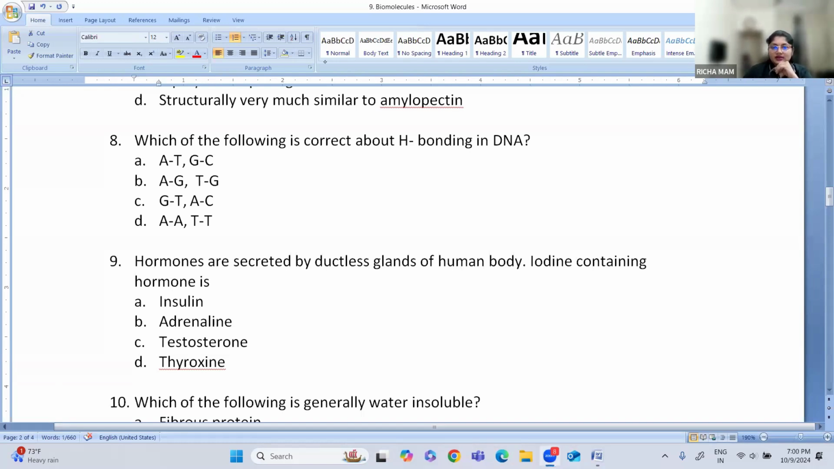Karina, Shrivaruni and Sanjeevni have answered correctly. It is D, thyroxine. Thyroxine is the hormone which consists of iodine. Okay, thyroxine, very good.